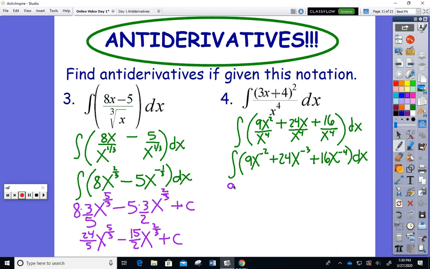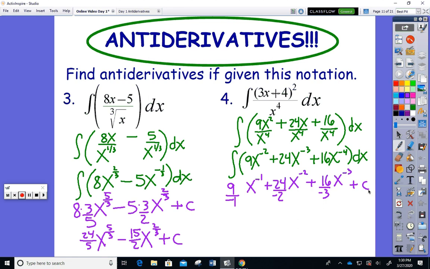So I'm going to have 9 x to the negative 1 power. So I'll just do that. And then I'm going to have, let's see here, plus 24. So it's going to be x to the negative 2 power. Well, that's going to divide in evenly, so I'll write it that way. And then I've got 16 x to the negative 3 power plus c.